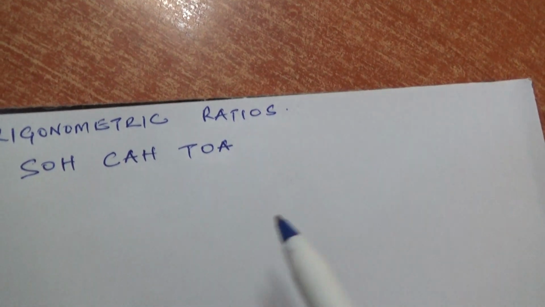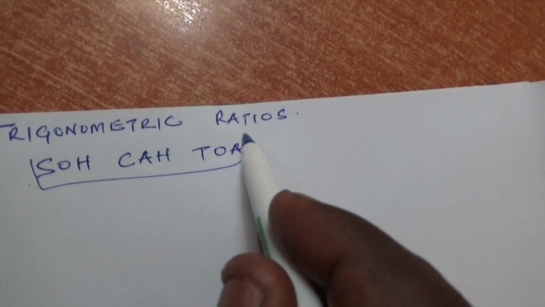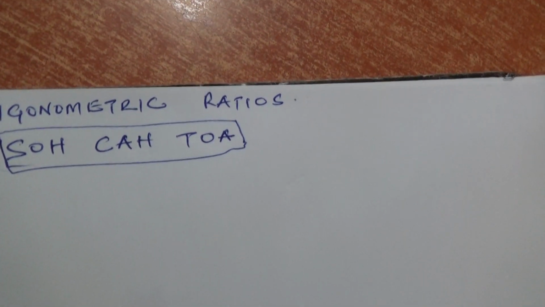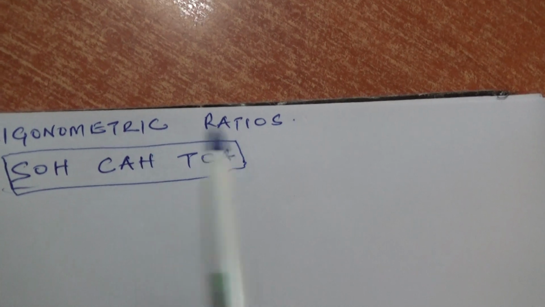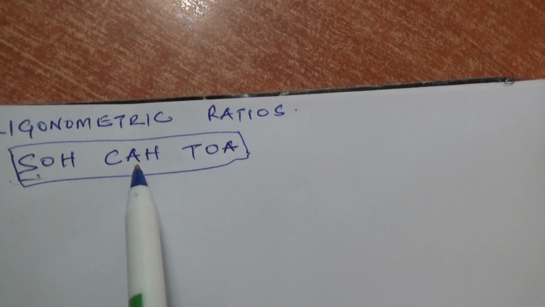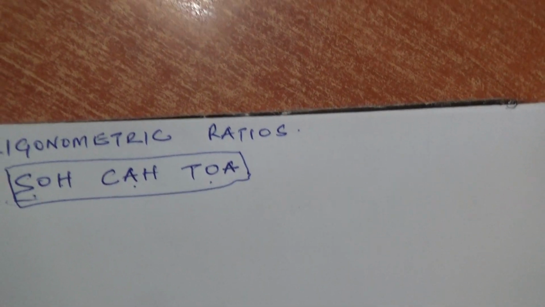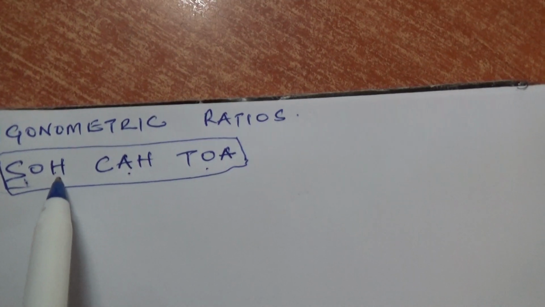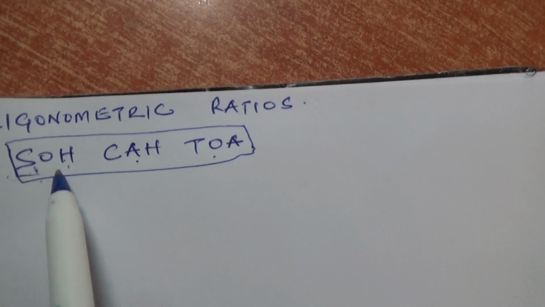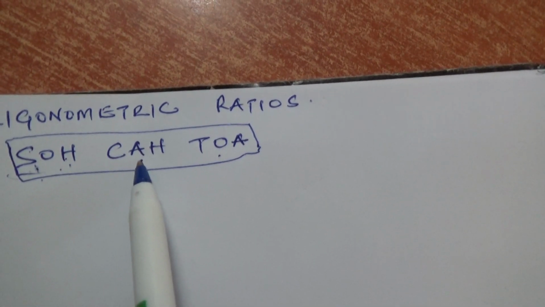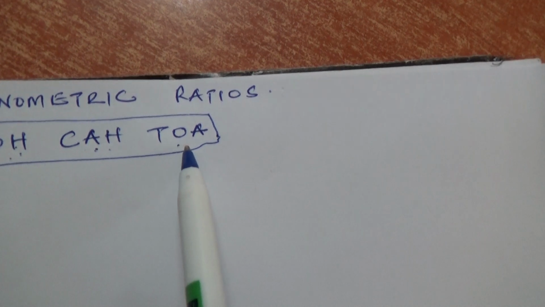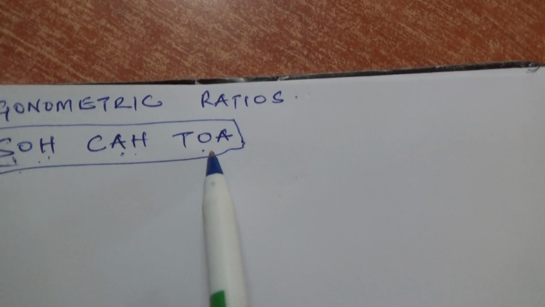SOHCAHTOA. Now, this is a very important principle that guides how we operate on the trigonometric ratio. SOH simply means this is the sine ratio, CAH means this is the cosine ratio, and then TOA means this is the tangent ratio. What do I mean by that?